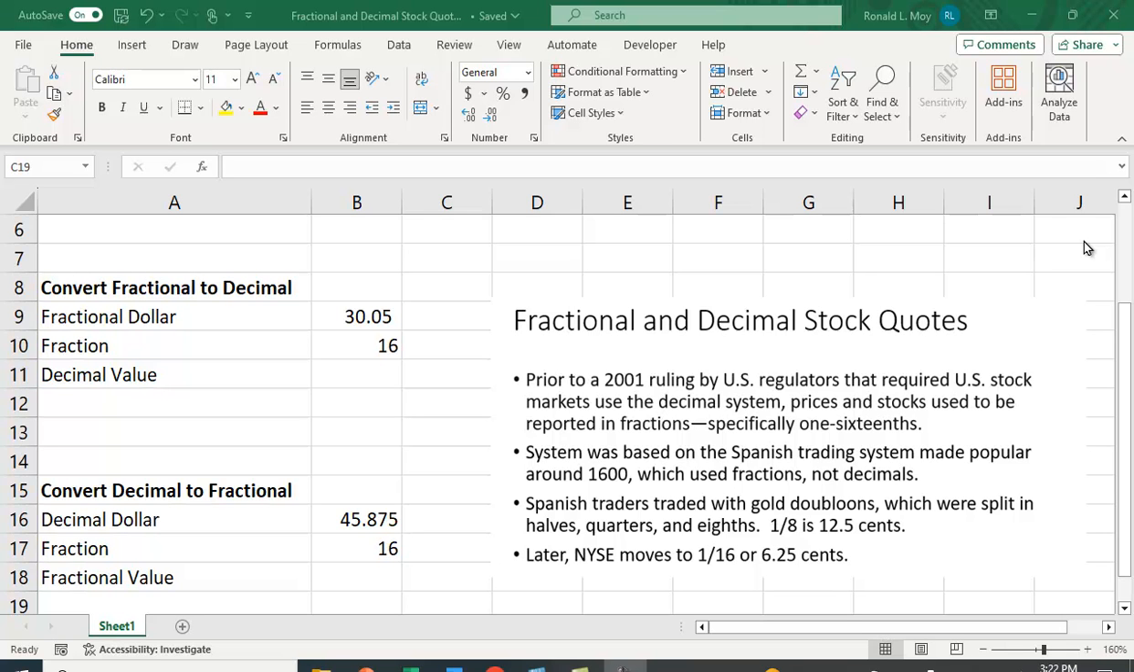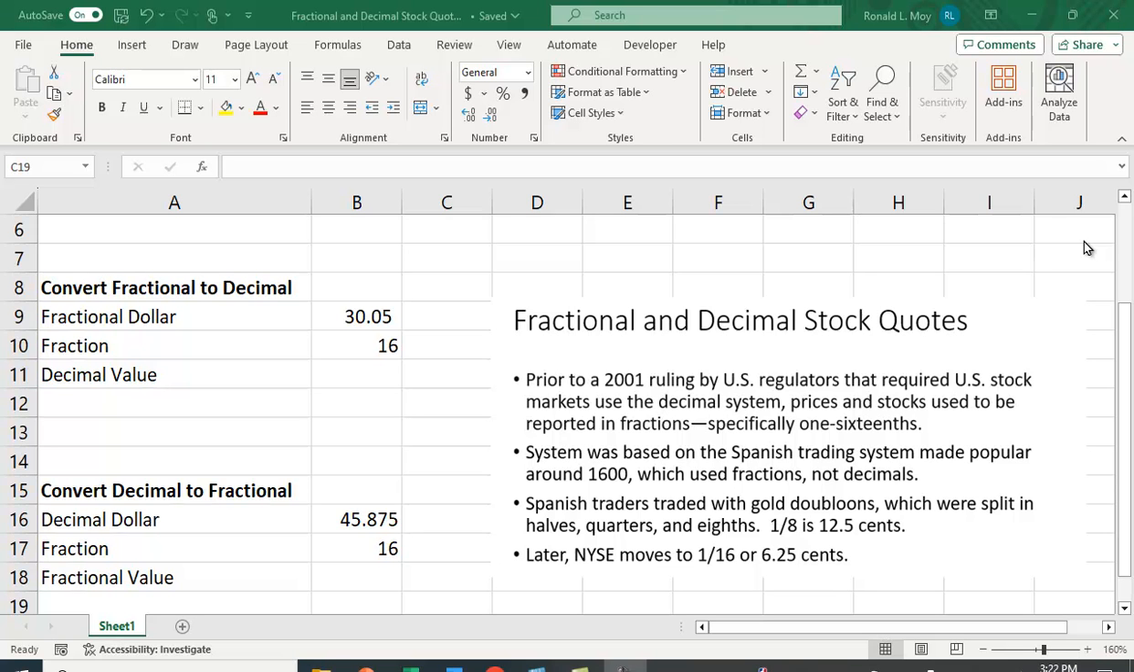Stocks can be quoted either in fractional or decimal form. A little bit of history here: prior to a 2001 ruling by U.S. regulators, U.S. stock markets used to use fractions. Since that ruling, they've moved to the decimal system.